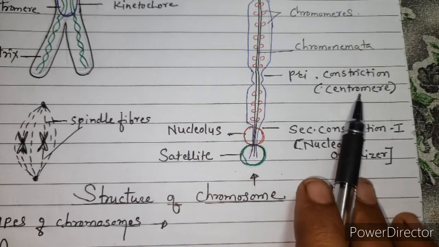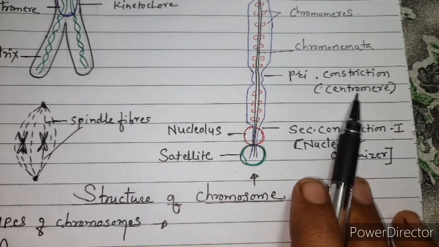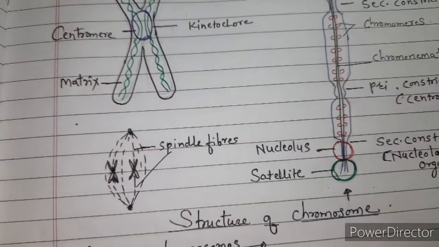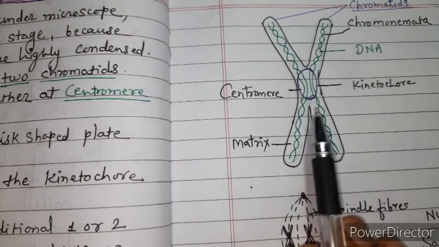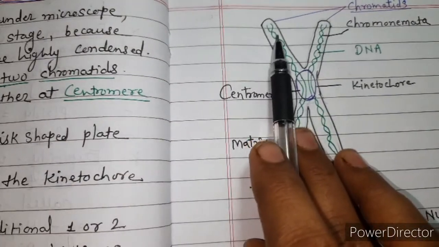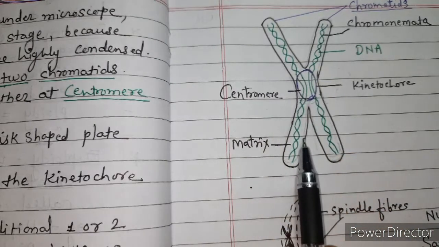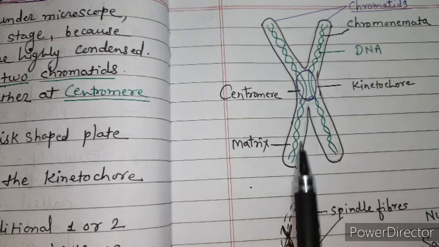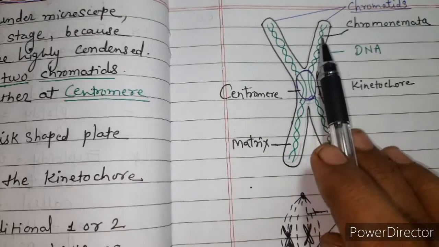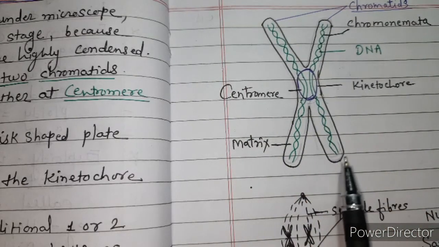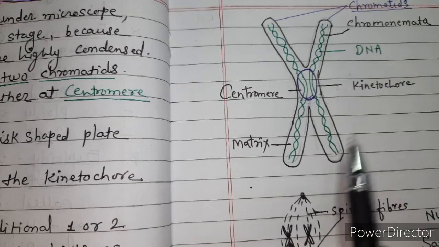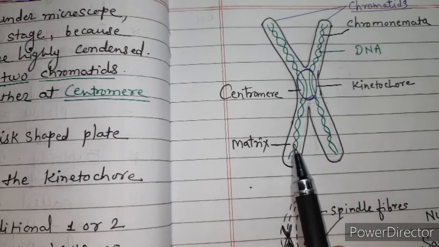Having the kinetochore. Okay student, clear up to this? Now see here, each chromatid contains a long unbranched double-stranded highly coiled thread of DNA. So this is the thread of DNA. This is also a thread of DNA. So the DNA is long, unbranched, slender, and highly coiled.